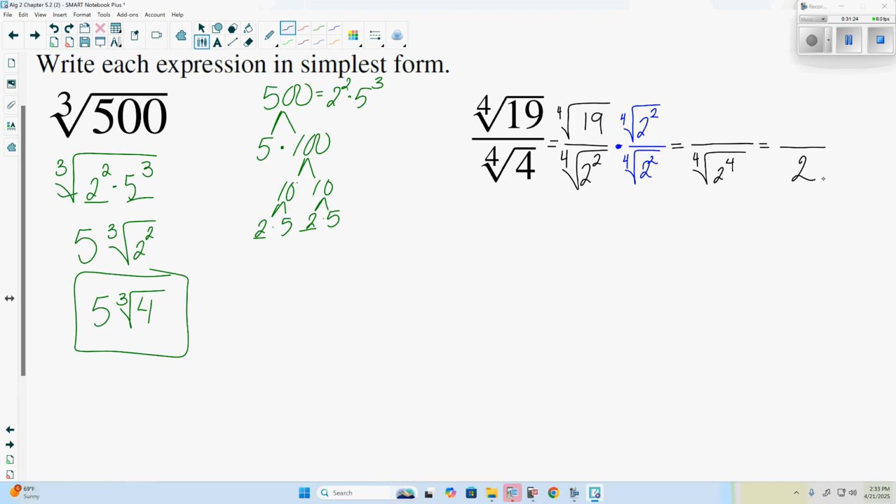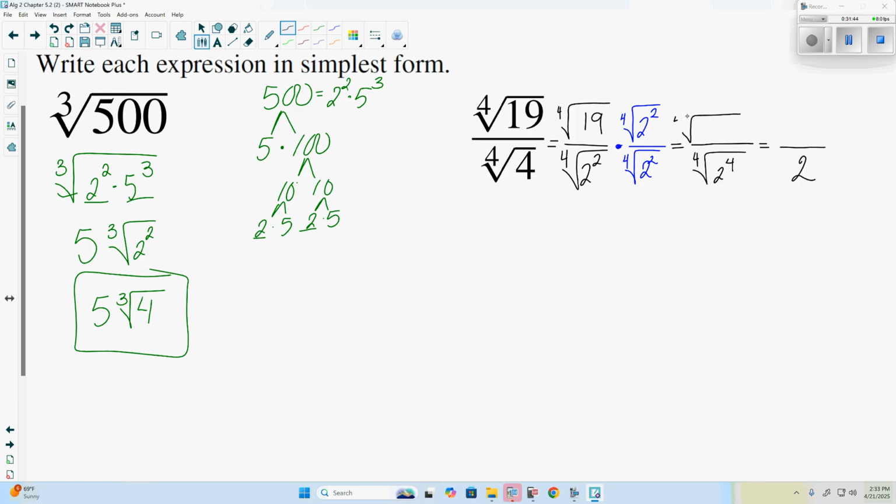And even if we had more than one term, we would do the exact same thing and get both of those terms in the bottom of the fraction to that index. It would be 4 or 5 or 6. We need to get those to match up or be a multiple.